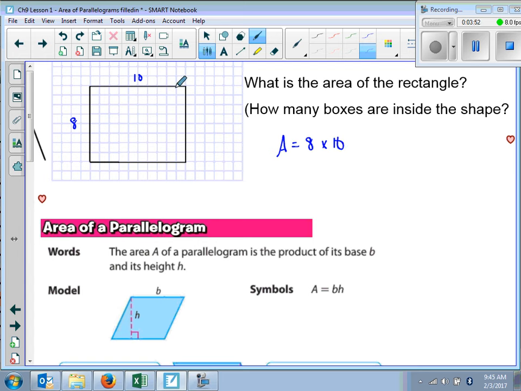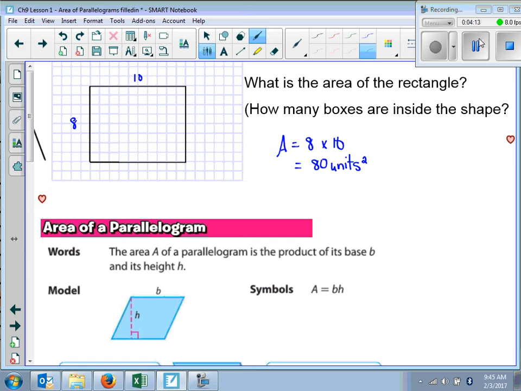Length times width, right? Length times width, or height, okay? So this is going to be 80. And since there are no units on there, we're just going to say units squared. Area is always square units, okay?